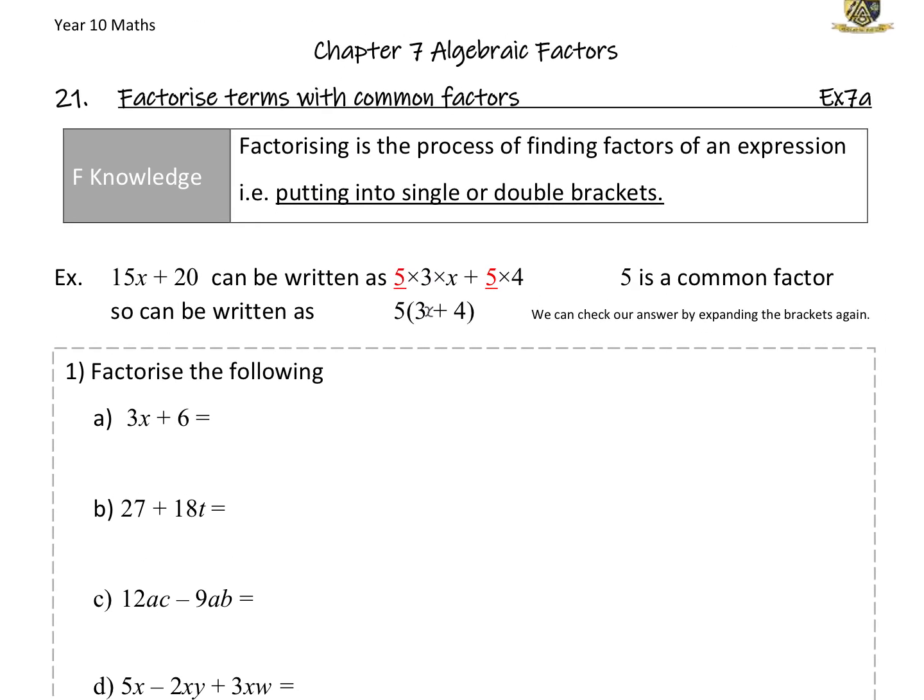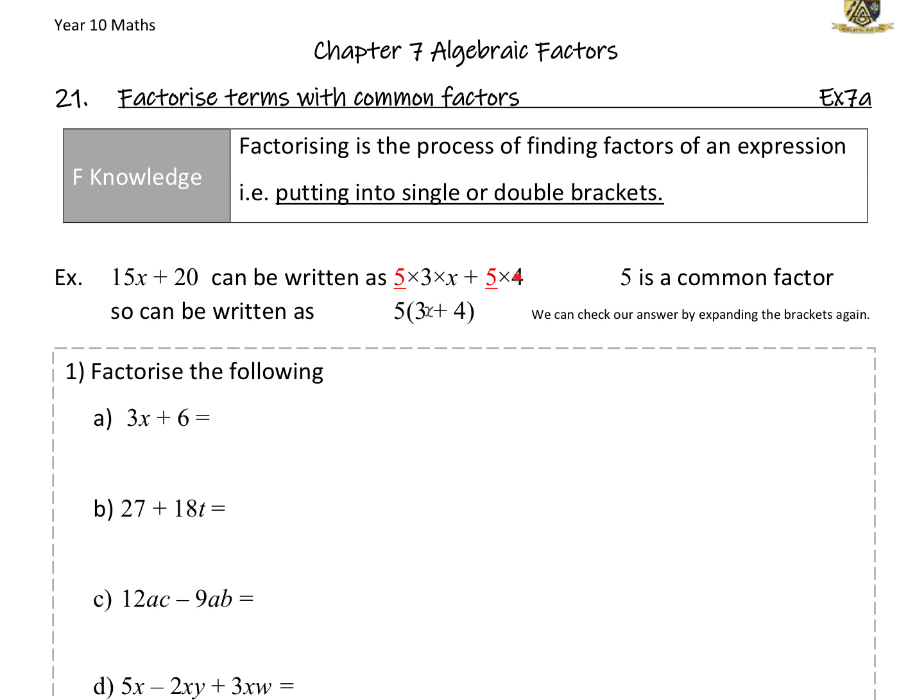Firstly, you need to know that factorising is the process of finding factors of an expression, or in other words, that means putting an expression into single brackets or double brackets. If we look at this example here, we have 15x plus 20, and that can be written as 5 times 3 times x plus 5 times 4. So we've just got the 15x and written it as a product of its factors, 5, 3 and x, and we've written 20 as a product of the factors 5 and 4.